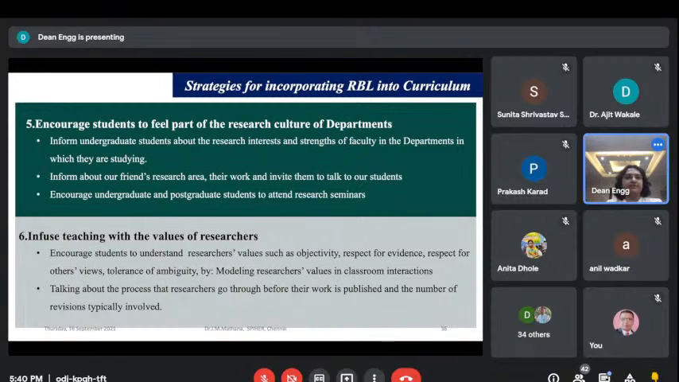This is about the fifth strategy. And the sixth one is to infuse teaching with the values of researchers. We have to encourage our students to understand the values of researchers, such as objectivity, respect for evidence, respect for others' views, and tolerance of ambiguity. So this one is the sixth. We should follow all six strategies for RBL.